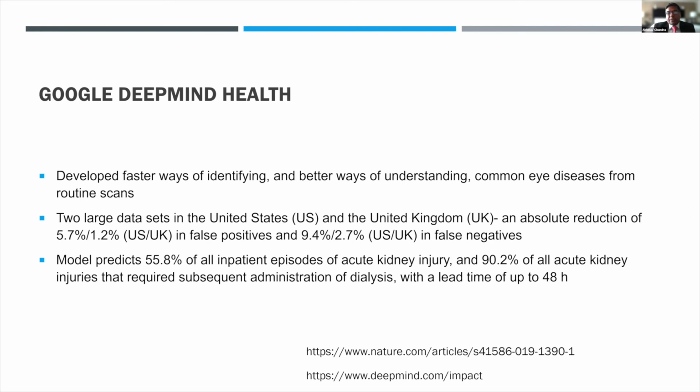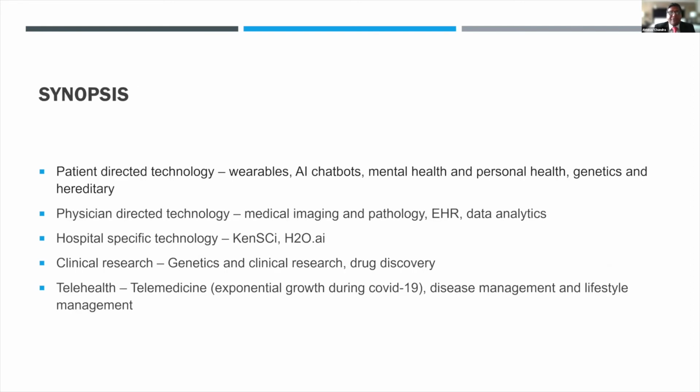So in synopsis, we have a plethora of technologies and startups in this field. There are patient-directed technologies like wearables and AI chatbots. There are mental health and personal health systems. There are systems which help in genetics and hereditary diseases. There are physician-directed technologies like medical imaging and pathology, which we talked about. EHR has seen great growth in that field, as have prediction models and data analytics.